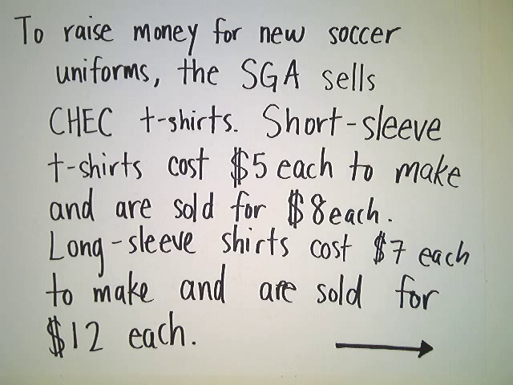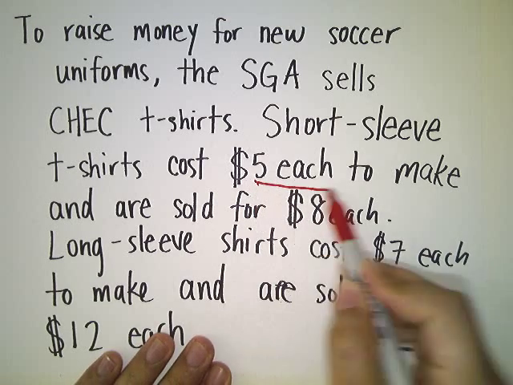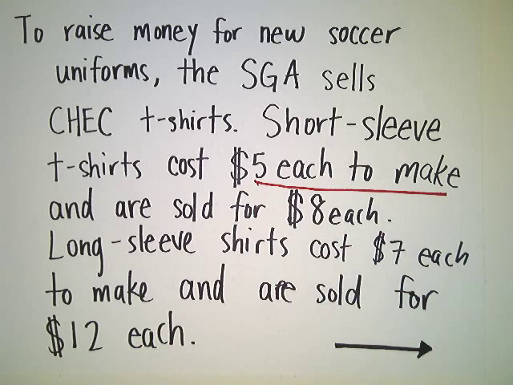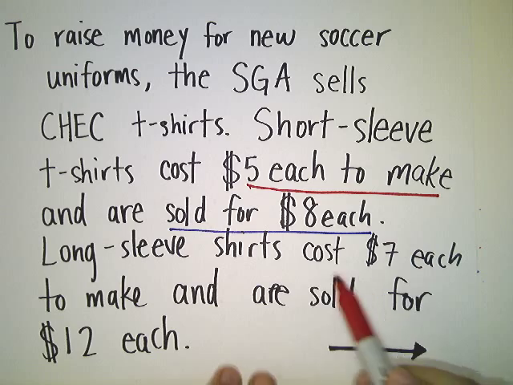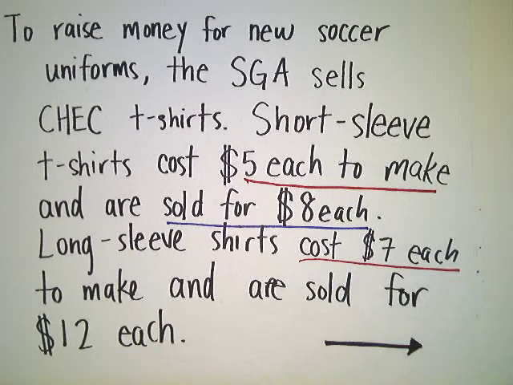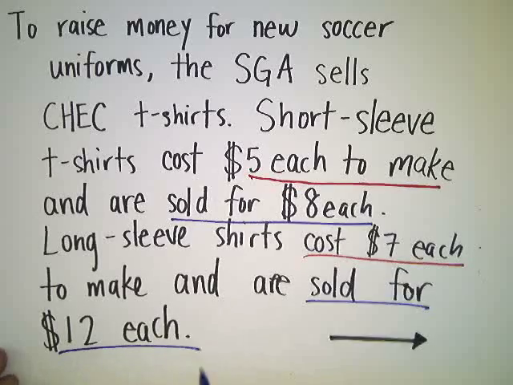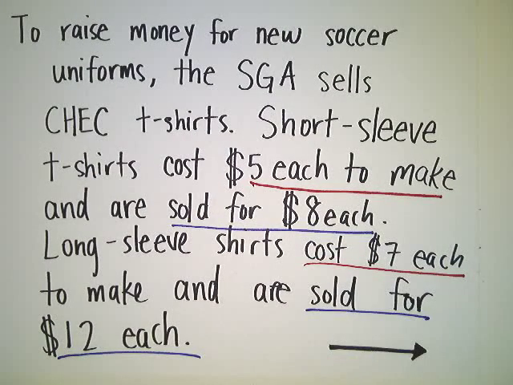So once again, we're making t-shirts. Short sleeve shirts cost $5 each to make, and they're sold for $8 each. Long sleeve shirts cost $7 each to make, and they're sold for $12 each. Okay, so hopefully you've got that information down. Take a second. Start to wrap up.